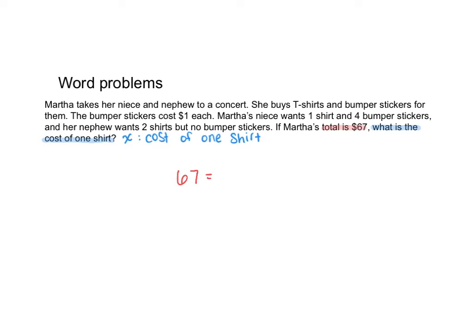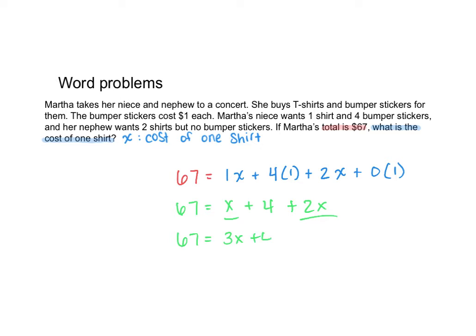Now, the cost of 1 shirt is x dollars, and Martha's niece wants 1 shirt, so 1x, plus the cost of 4 bumper stickers, which is $1, so 4 times 1, plus her nephew wants 2 shirts, so 2 times x, because that's the cost of the shirts, and no bumper stickers, so 0 times the $1 for a bumper sticker, okay? So this we can rewrite as 67 equals x plus 4 plus 2x plus 0, which is just 0. So now 67 equals, we can combine the x and the 2x to give us 3x plus 4.